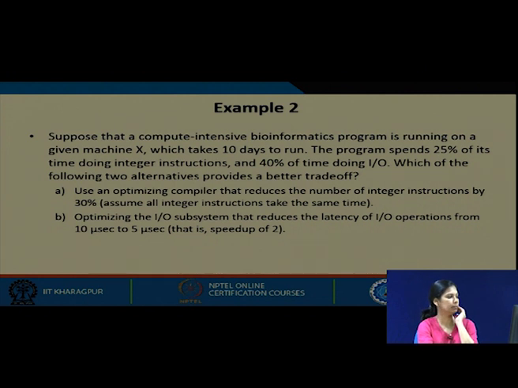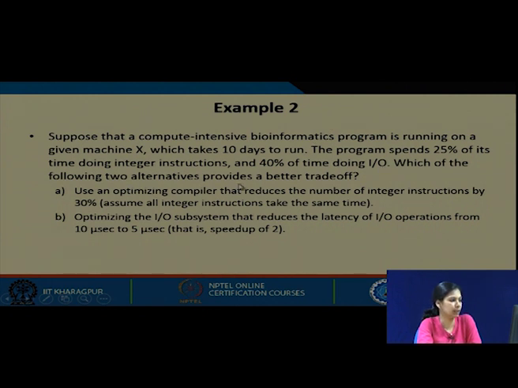Let us take another example. Suppose that a compute intensive bioinformatics program is running on a given machine X, which takes 10 days to run. So, it is compute intensive, a lot of computation is going on for this program, and it is taking 10 days to run. The program spends 25% of its time doing integer instructions and 40% of the time doing IO. So, 25% of the time is spent on doing integer and 40% of the time doing IO.